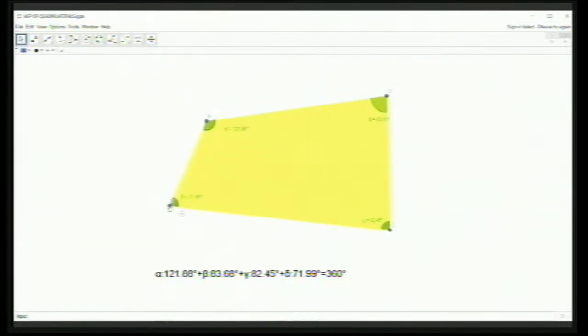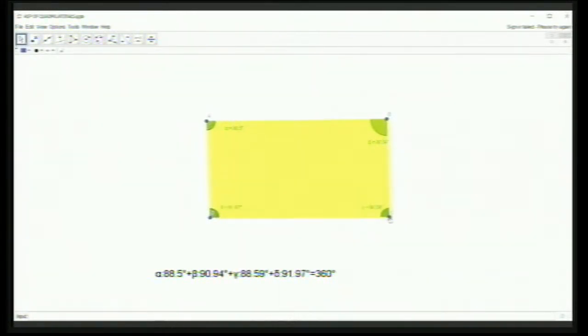Even you can bring it to the shape of a rectangle or a square, which is very well known to you, because you know in a rectangle or a square, the angles are all going to be 90 degrees and then they'll sum up to 360 degrees. So I have almost reached 90.